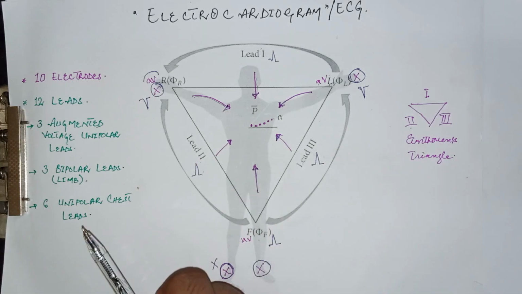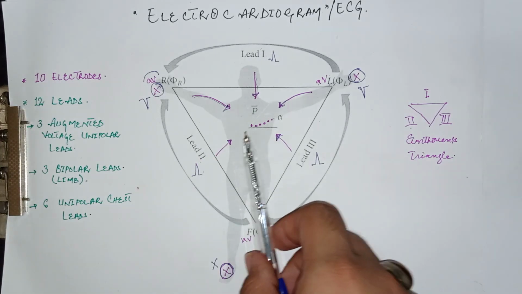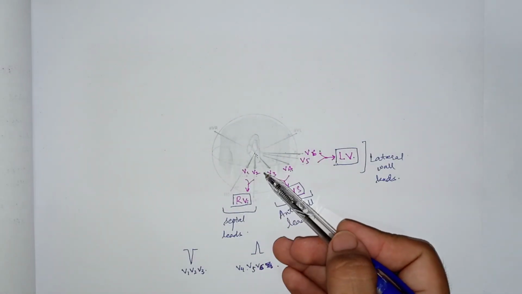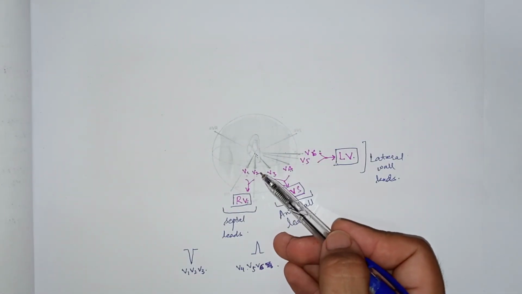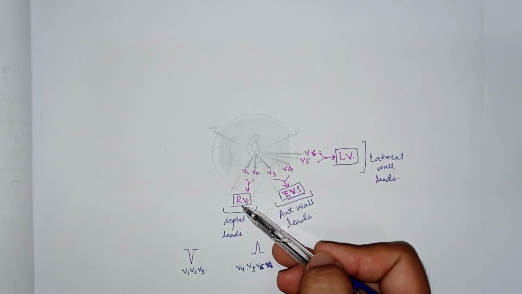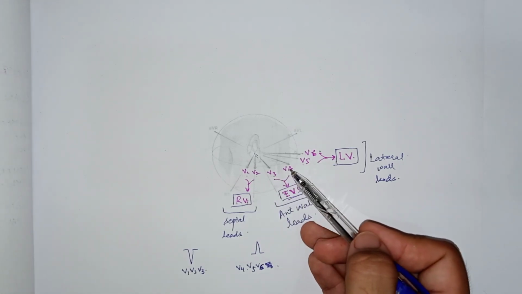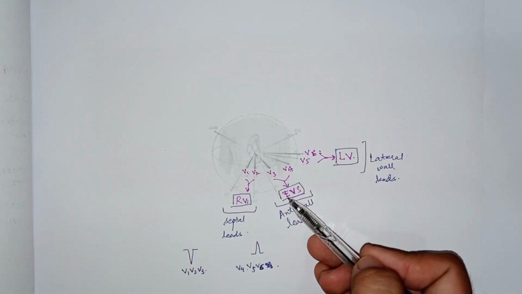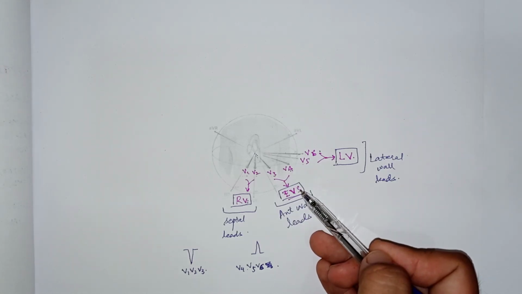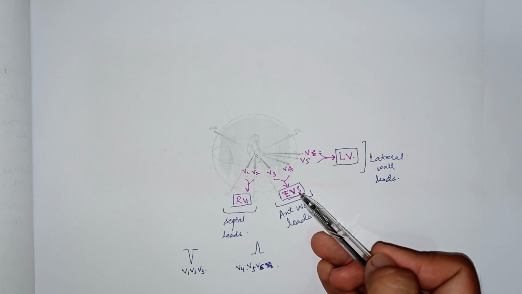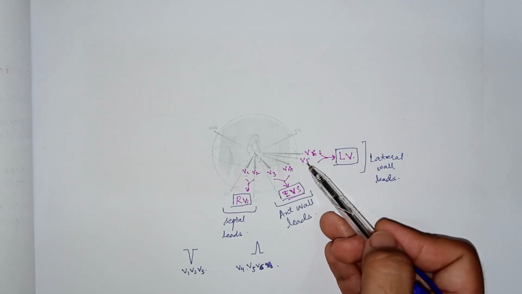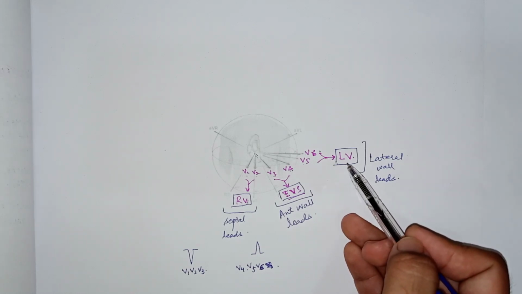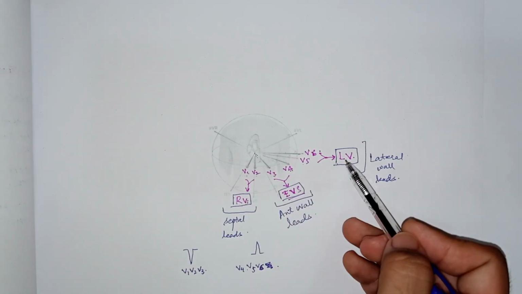Now come to the six unipolar chest leads which are placed on the chest. V1 and V2 are anatomically placed on the skin which covers the right ventricle. V3 and V4 are placed anatomically on the skin over the interventricular septum. And V5 and V6 are placed on the skin which covers the left ventricle. So this was the anatomical position.